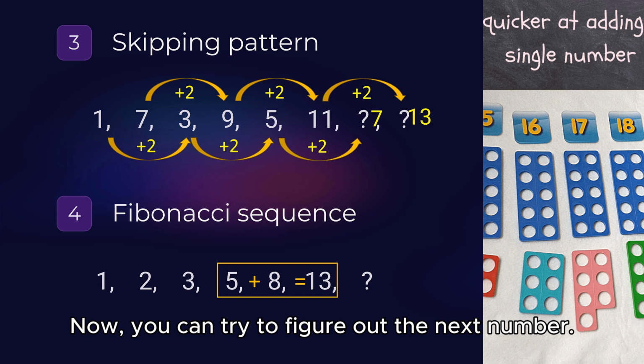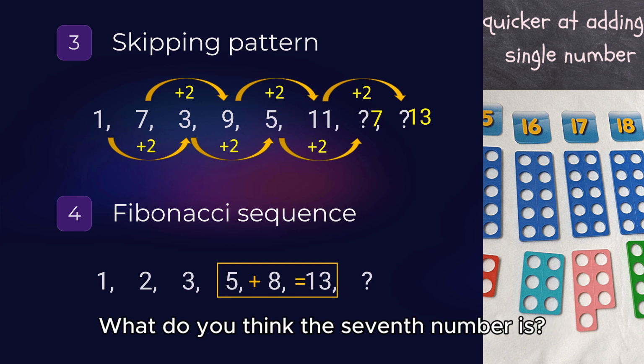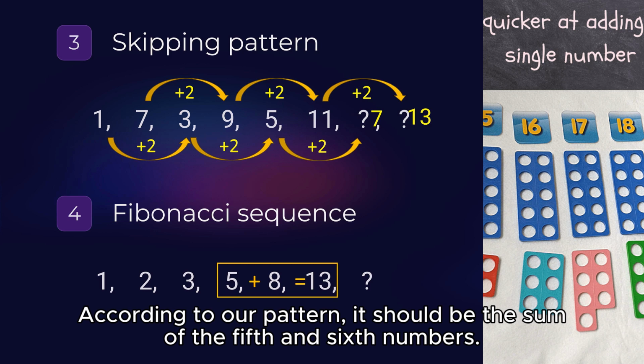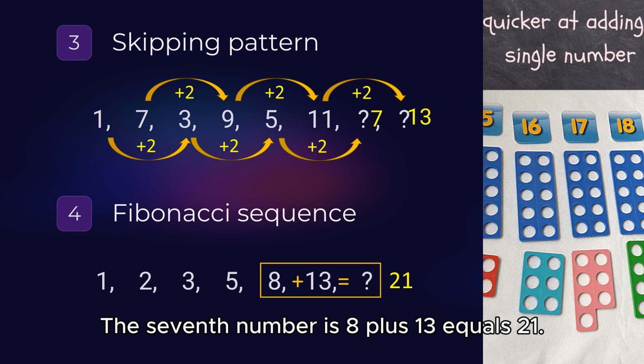Now, you can try to figure out the next number. What do you think the seventh number is? According to our pattern, it should be the sum of the fifth and sixth numbers. The seventh number is 8 plus 13 equals 21.